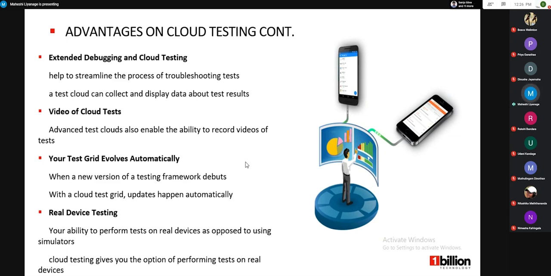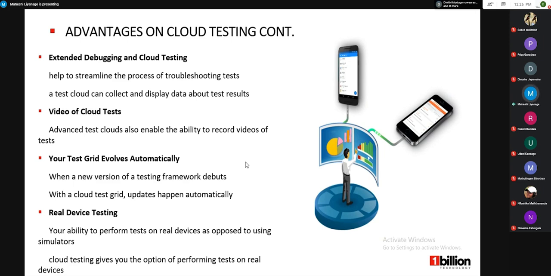Then we have video of cloud tests. This gives you the ability to record videos of tests, and you can play them back at a later time. Let's say when you need to troubleshoot a test, or you want to gain deeper insight than the test results give, you can use these videos to gain a deeper idea.